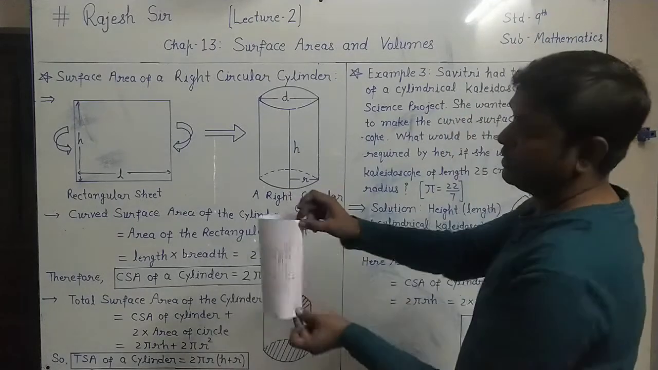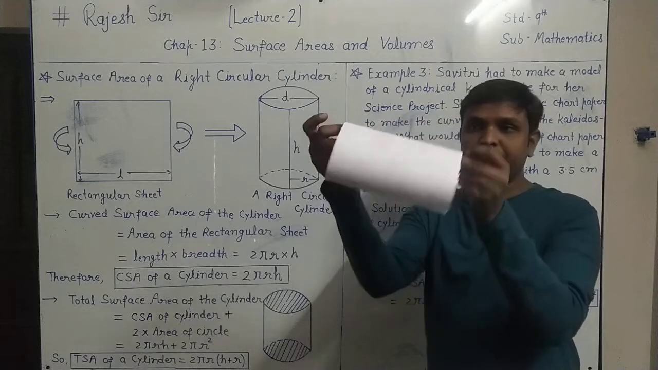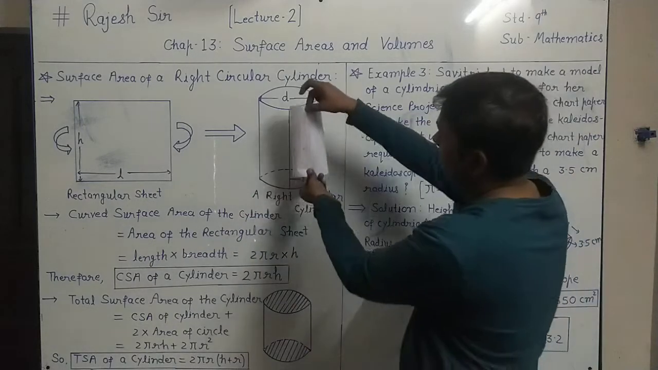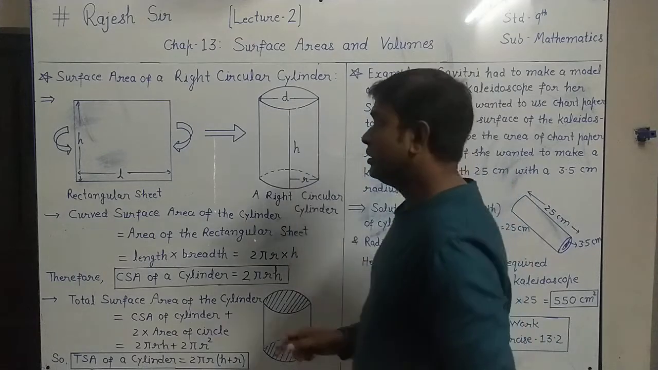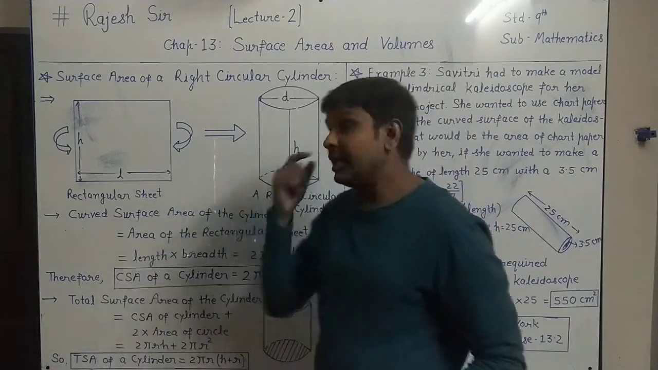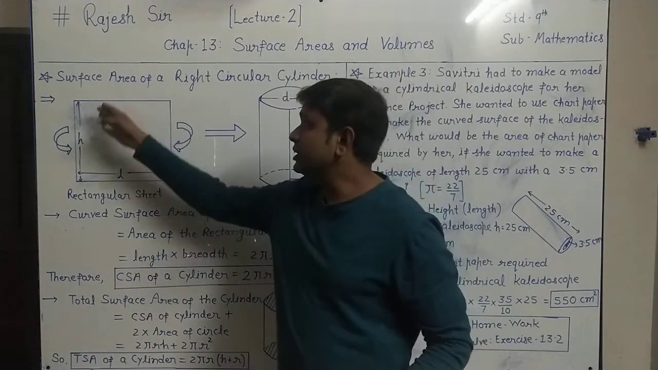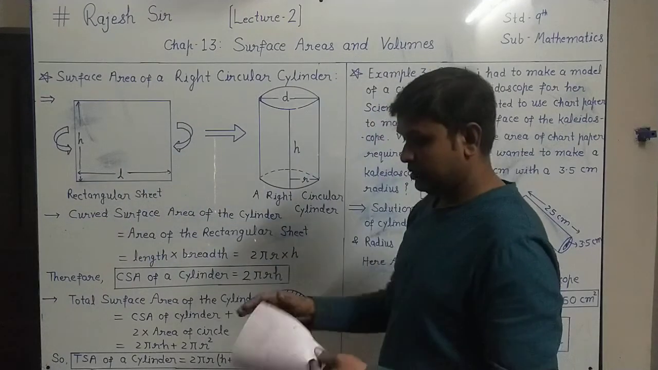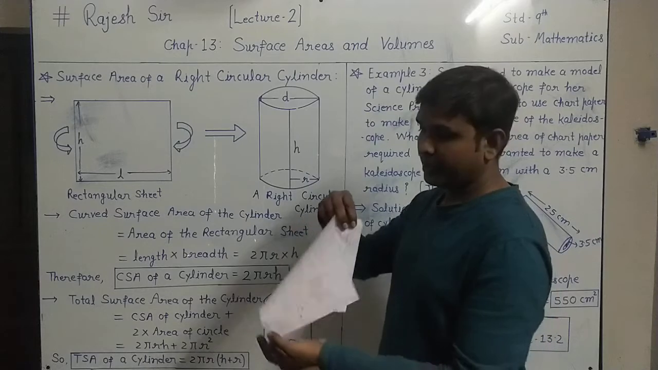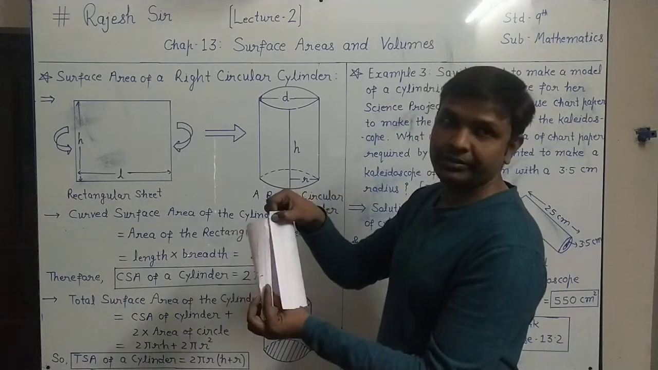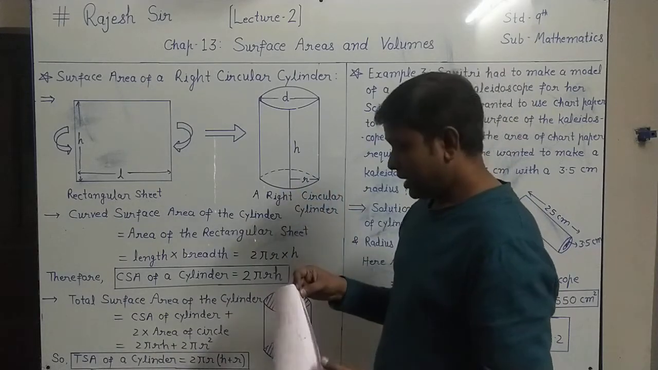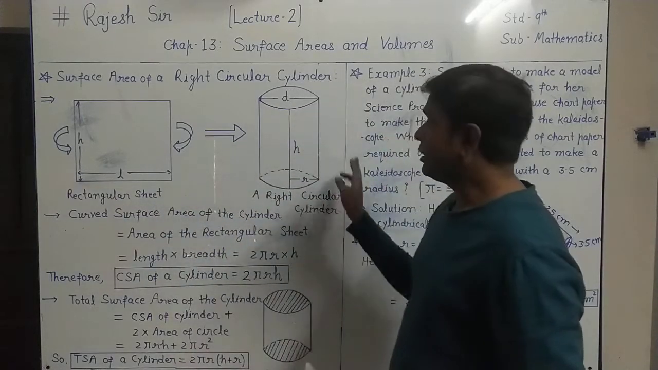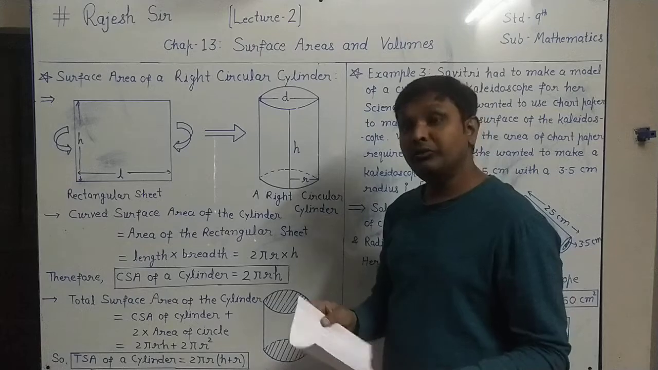This is the cylinder we have shown here. Here, one thing is interesting: the breadth of this sheet becomes the height of the cylinder. You can see the breadth becomes the height of the cylinder, and the length becomes the circumference.